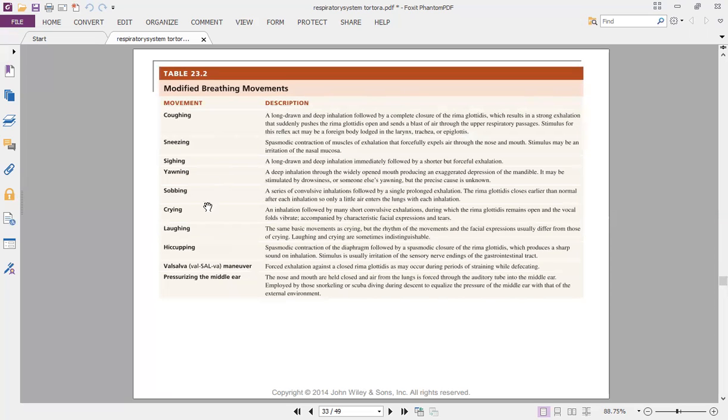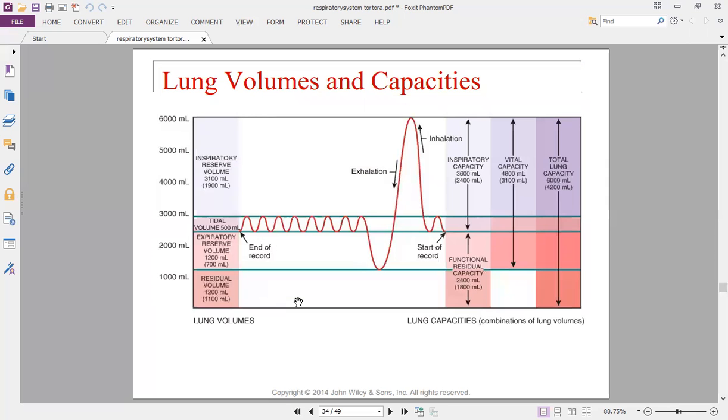These are some modified breathing movements which you can just go through: coughing, sneezing, sighing, yawning, sobbing, crying, laughing, hiccuping, and the Valsalva maneuver, which you actually use when you are passing feces, or pressurizing the middle ear. All these are breathing movements that we modify and learn through our life. These are just the descriptions mentioned. This is something very good for information.